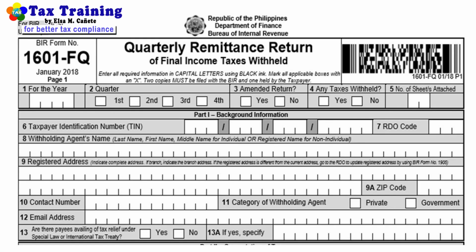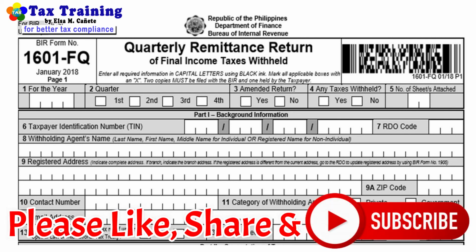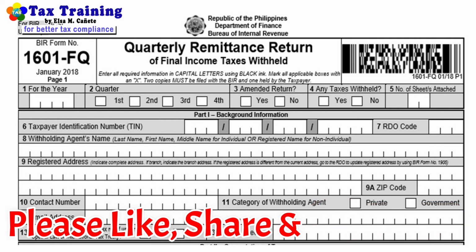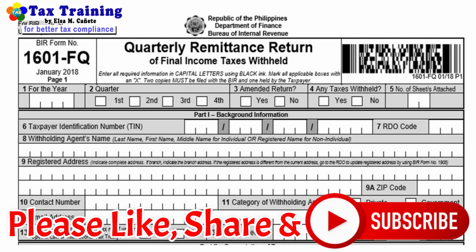So this 1601-FQ is the quarterly remittance return of final income taxes withheld. So for the monthly remittance return, we have 1601-F only. So the remittance is for the first month of the quarter or the second month of the quarter, for those who have previously filed this remittance return.